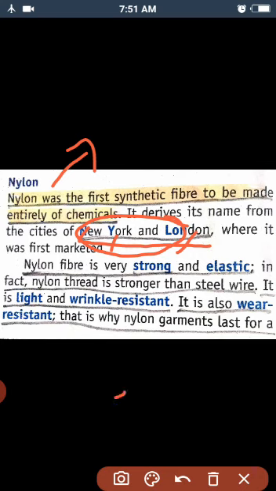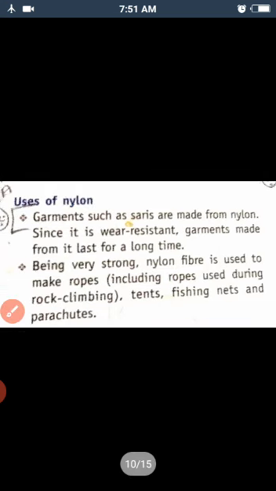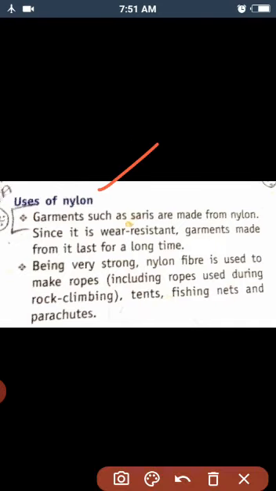That is why nylon is used to make many useful things. Okay, next, uses of nylon. Sarees are made from nylon since it is wear resistant, and garments made from it last a long time. Being very strong, nylon fiber is used to make ropes, such as the ropes used during rock climbing. Tents, fishing nets, and parachutes are also made of nylon.